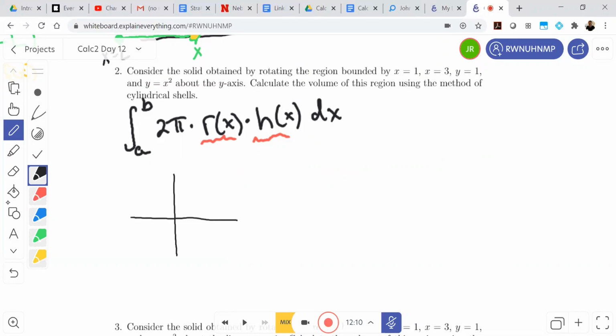So we've got several lines. We've got x equals 1. That's this line here. X equals 3 is going to be this line here.